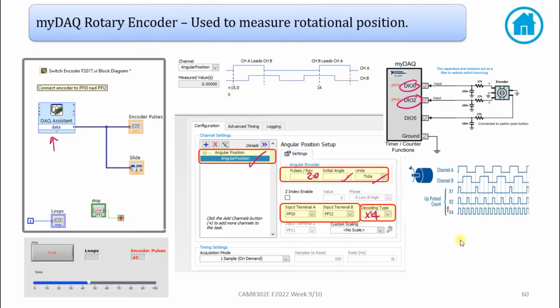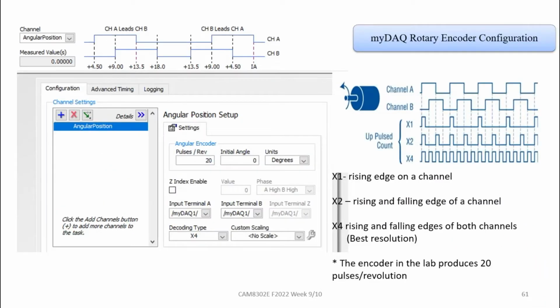So X4 is where it measures the rising edge of channel A, that's 1 edge, rising edge of B, falling edge of A, falling edge of B. And then it gets repeated over and over again. But that's why 4 edges are being selected. Actually, this slide shows it a little bit better, that we are doing 20 pulses per revolution, and we're using decoding type X4, and that measures the rising and falling edge of both channels. Okay, X1 only measures the rising edge on 1 channel, X2 measures the rising and falling edge of a channel.